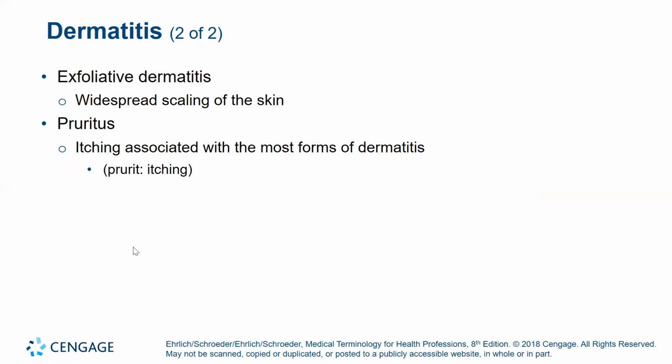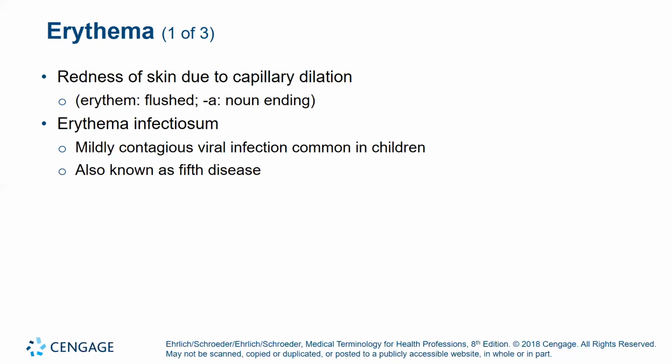And then we have pruritus. Prurit means itching. So it's an itching associated with most forms of dermatitis. So if you have dermatitis, you have the itching that's also associated with it, pruritus.